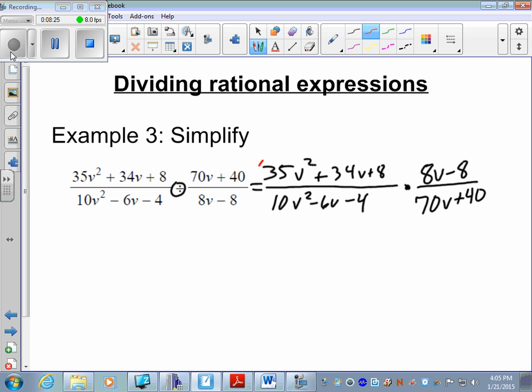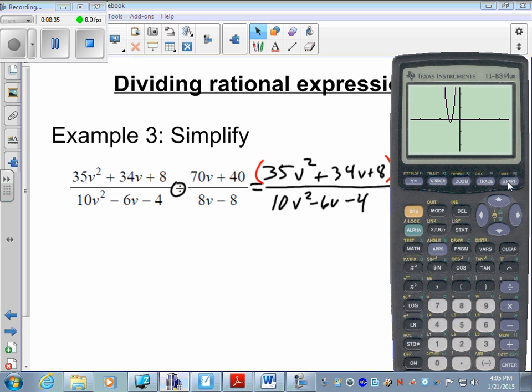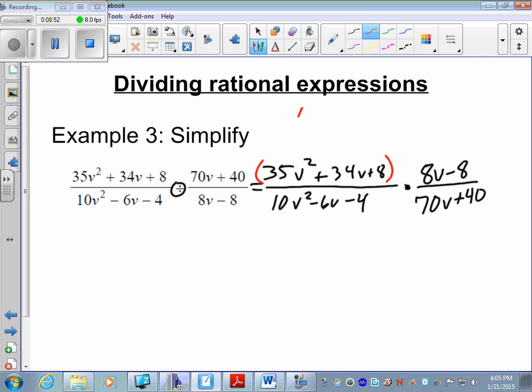factor the first numerator, and I already have this in the calculator. Graph it. I zoomed in on the point. Get the 0. Left bound to the first one, right bound to the first x-intercept. And you're just going to have to believe me on this. This is negative 4 sevenths as the first decimal.